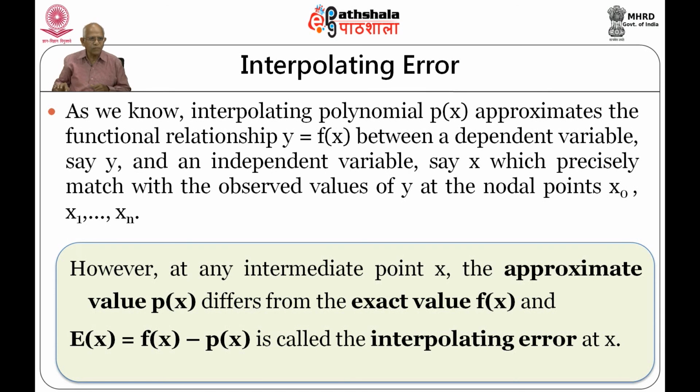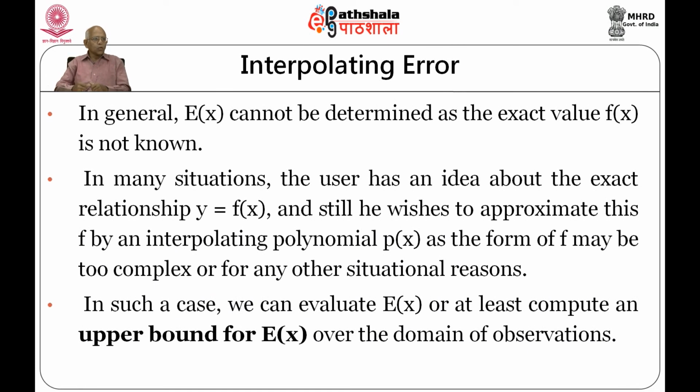So, the true error E(x) will be E(x) equal to f(x) minus p(x), but that can be evaluated only if the exact value f(x) is known. In general, it is not known, and therefore it may not be possible to find the exact error E(x). So, in many situations, the user has an idea about the exact relationship y is equal to f(x), and still wishes to approximate this f by an interpolating polynomial p(x), as the form of f may be too complex, or for other situational reasons.